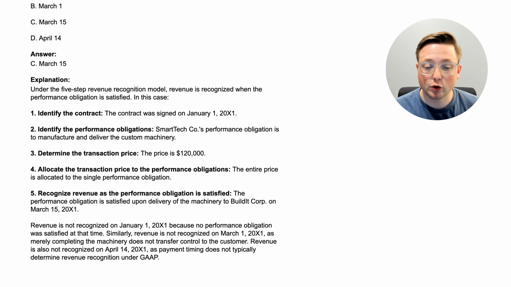Under the 5-step revenue recognition model, revenue is recognized when the performance obligation is satisfied. Let's go through the steps. First, identify the contract. That's the first step. The contract was signed on January 1st, 20X1. It says there was a signed contract, so there's the contract right there.